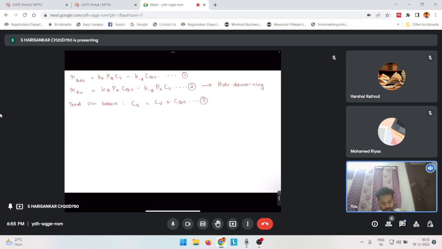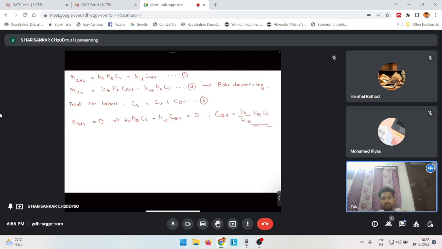So that means we can take the rate of adsorption as 0. So that means Ka PQ CV minus K minus A CQV is equal to 0. From this we can write the equation in terms of CQV as CQV is equal to Ka by K minus A, PQ into CV.